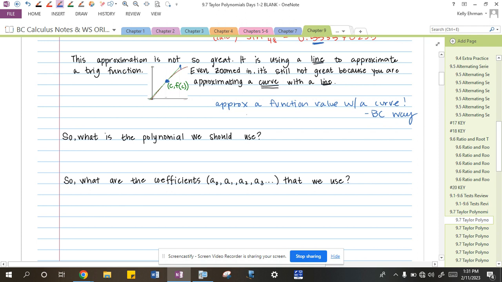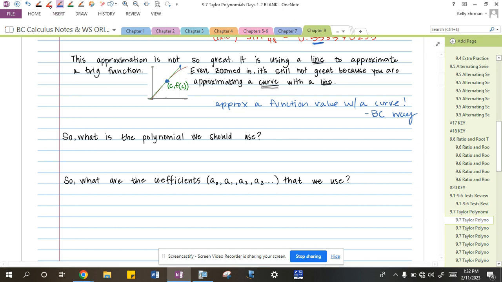Functions that are easy to work with as far as taking derivatives and integrals are polynomials. Think about those power rules. And polynomial graphs are curved and smooth, so it seems natural that we would use some sort of polynomial function.